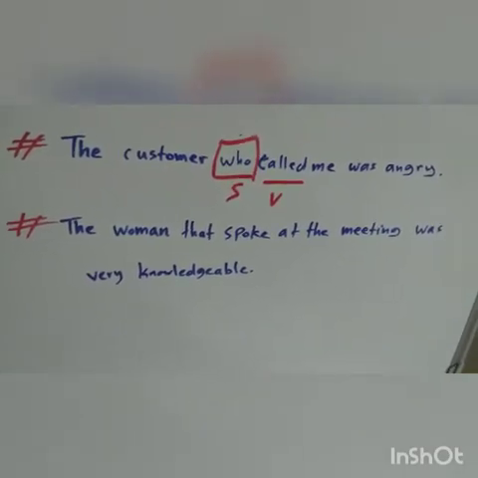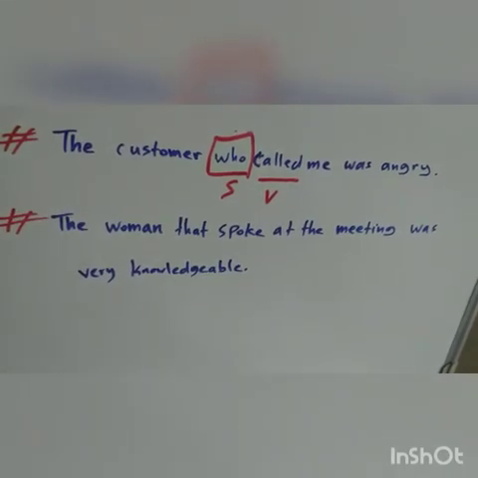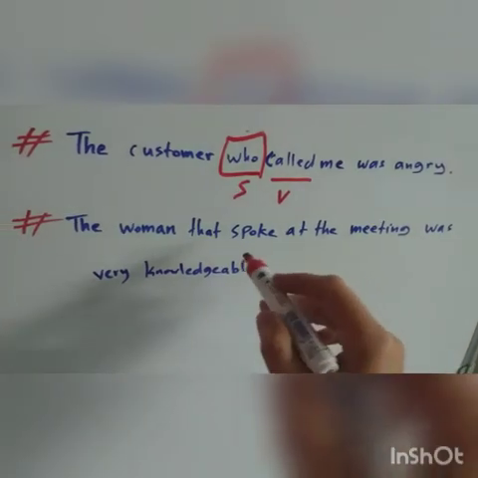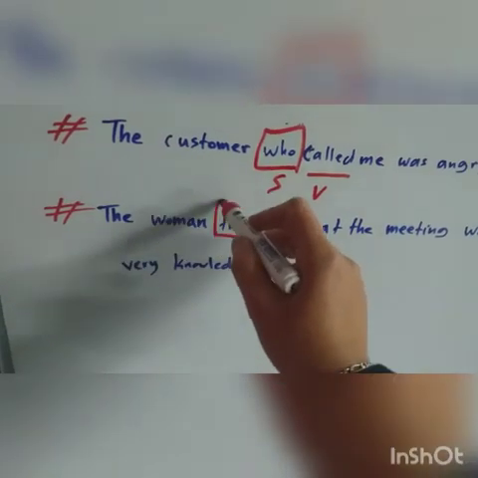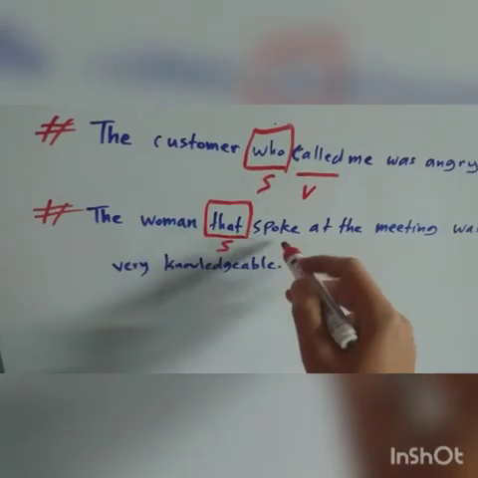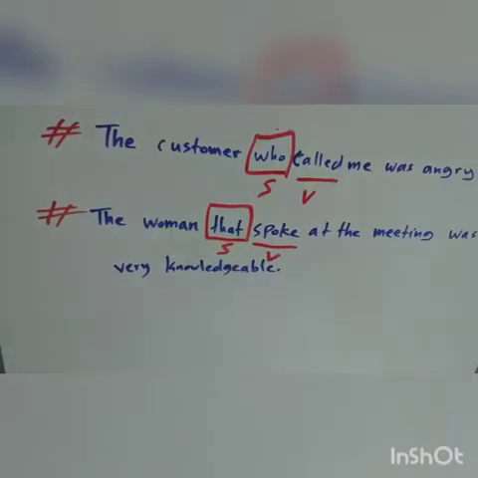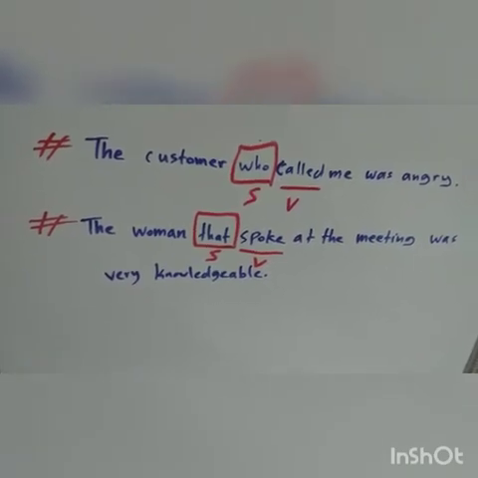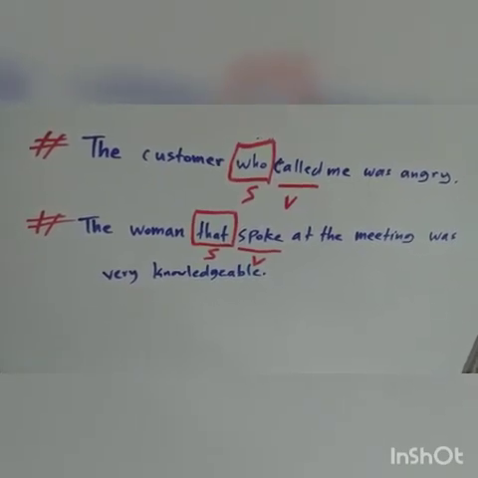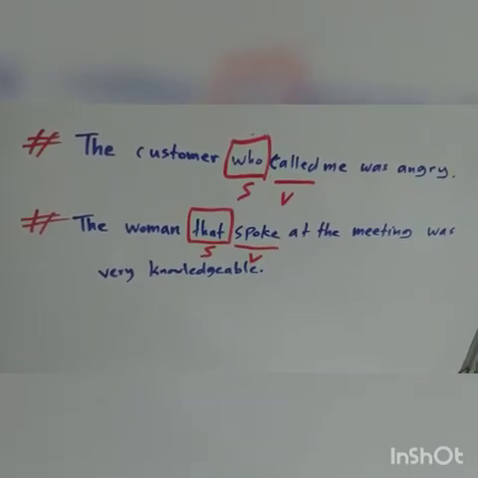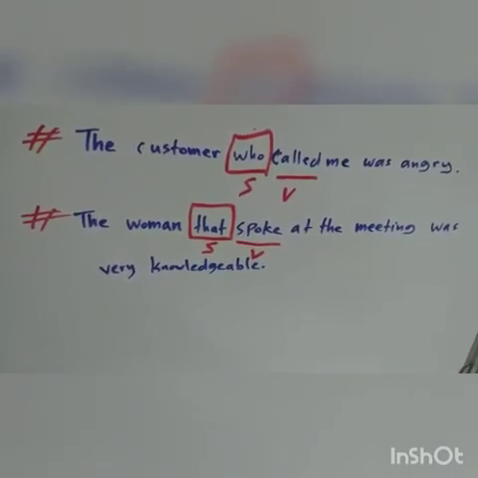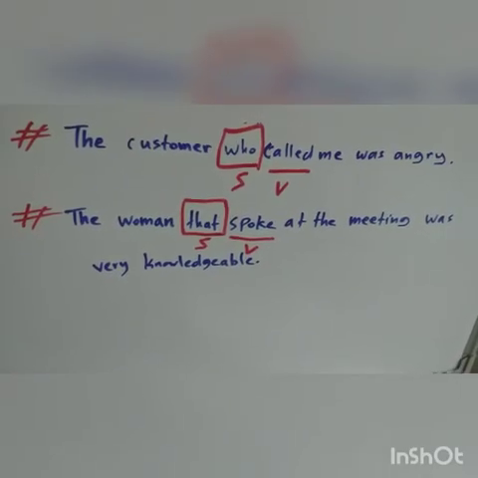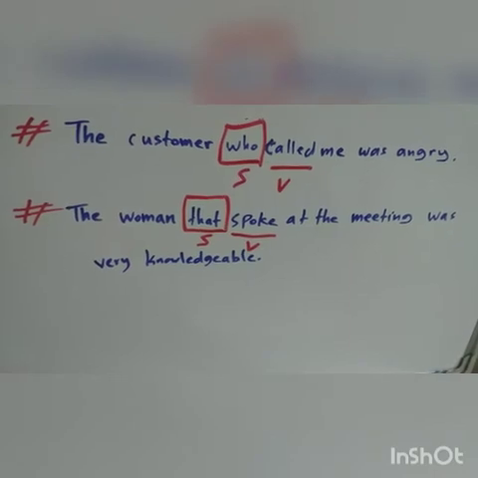Let's look at the second example. The woman that spoke at the meeting was very knowledgeable. Also here, that is the subject of the clause because it is followed by a verb. This is how you realize it is a subject. When it is followed by another subject and a verb, it is the object and you can omit them. But when they are followed by a verb, they are a subject and you can't omit the relative pronouns.